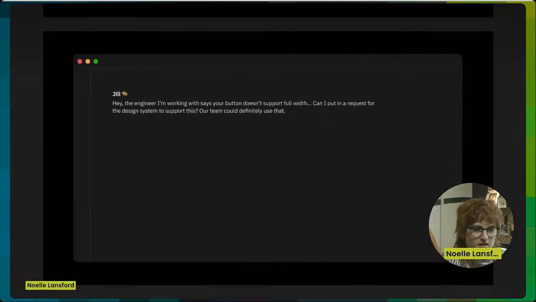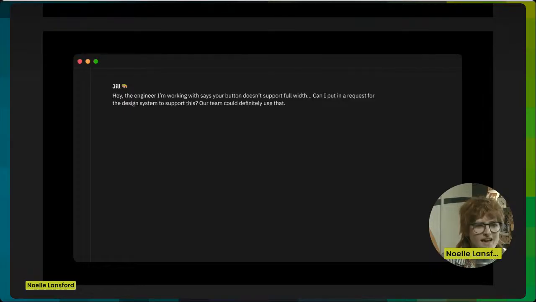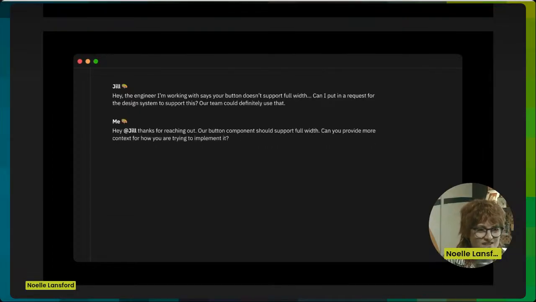We're doing great. Jill's full question is, hey, the engineer I'm working with says your button doesn't support full width. Can I put in a request for the design system team to support this? Our team could definitely use that. Awesome. Well, I said, hey, Jill, thanks for reaching out. Our button component actually should support full width. Can you provide more context for how you're trying to implement it?